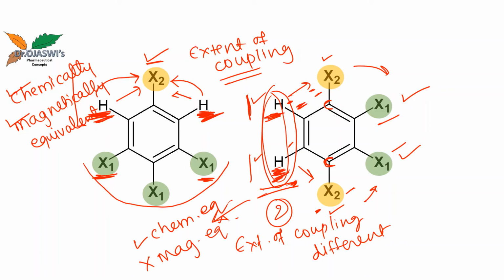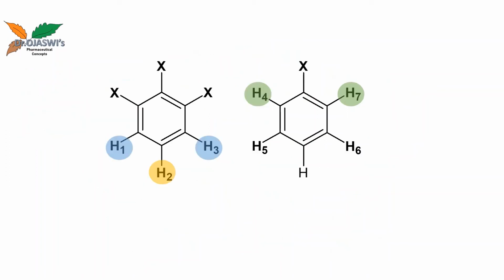Let us see one more example. Now here, this H3 and H1 are magnetically equivalent because they are both coupled with H2 and with no other proton. They are both coupling with the same H2. Now here in this structure, H4 and H7 are related by symmetry. Therefore, they have the same chemical shift values and the same coupling constant.